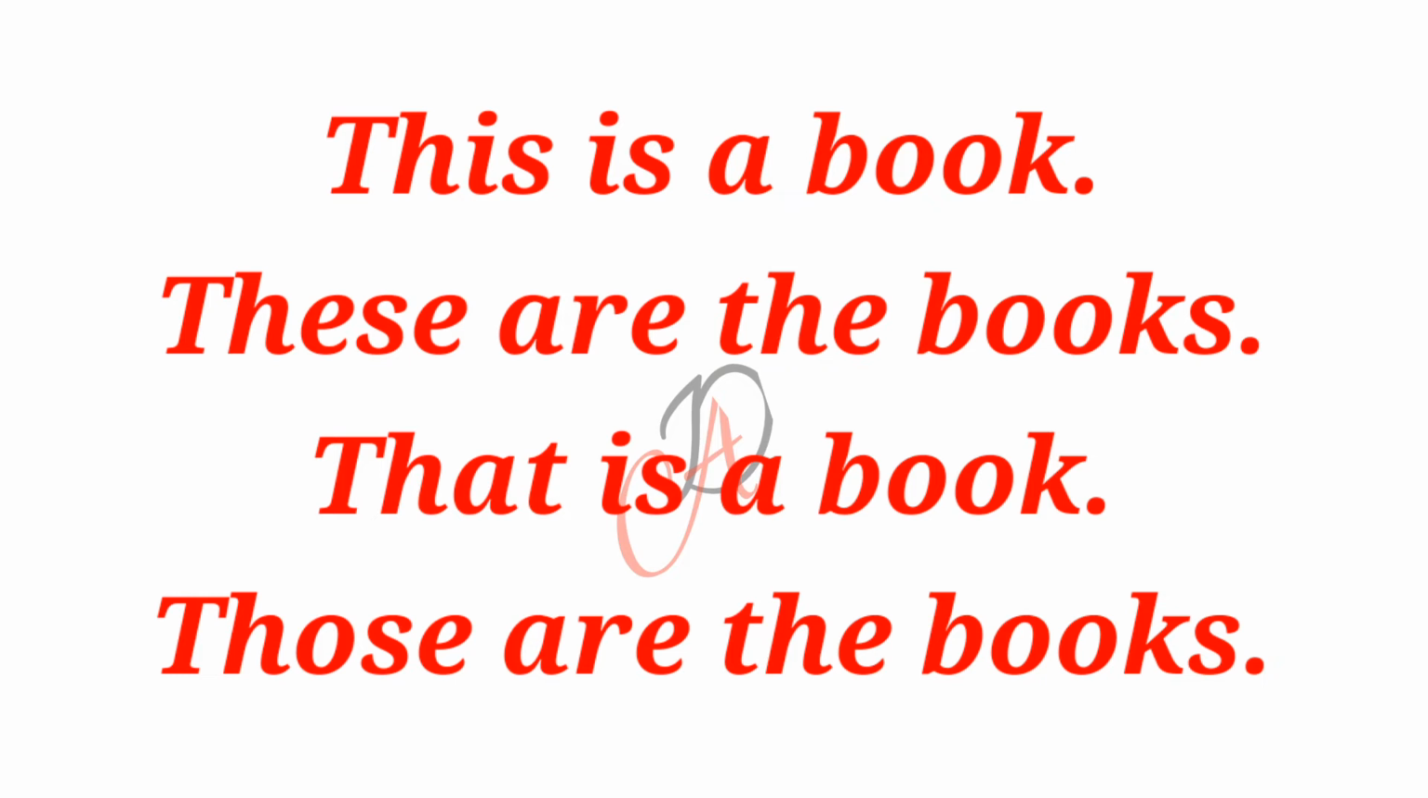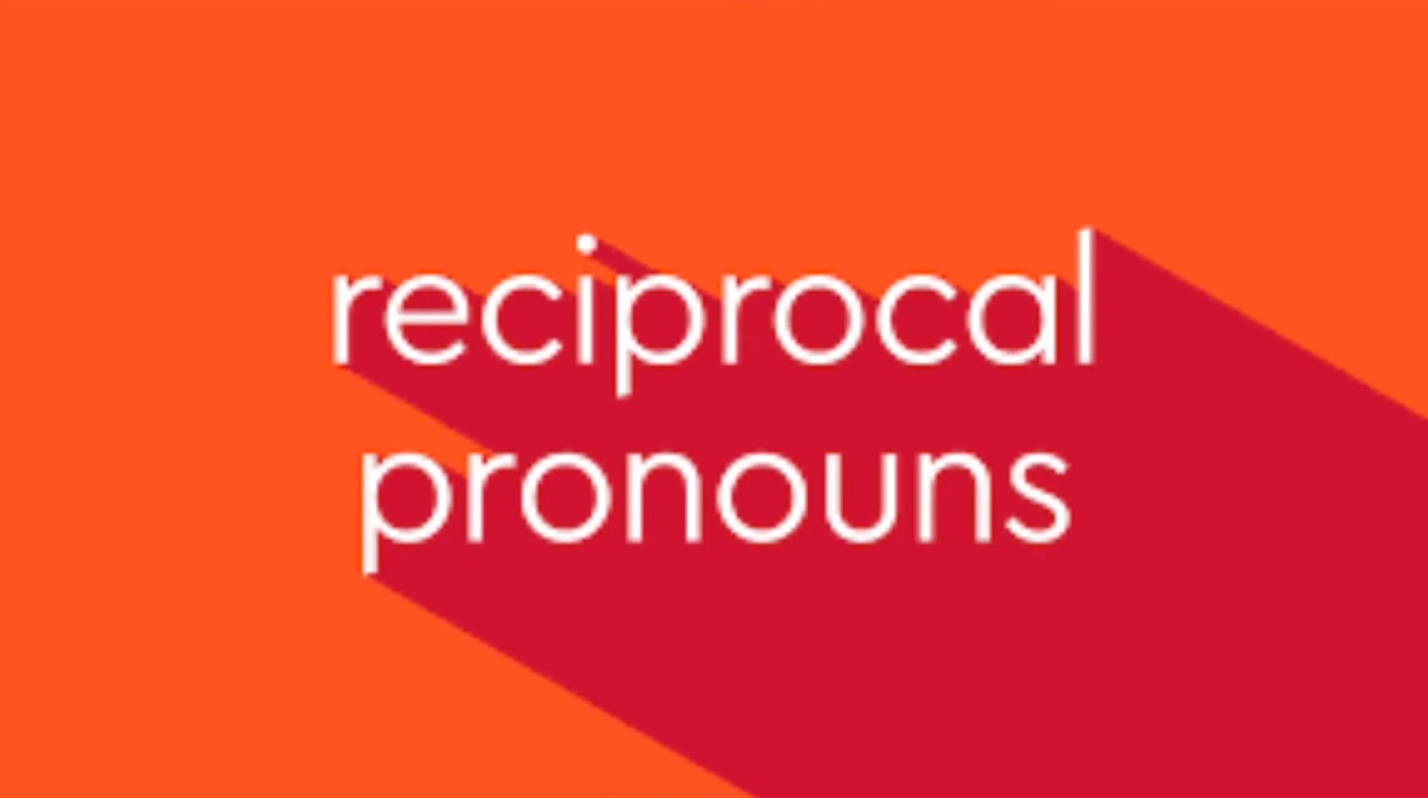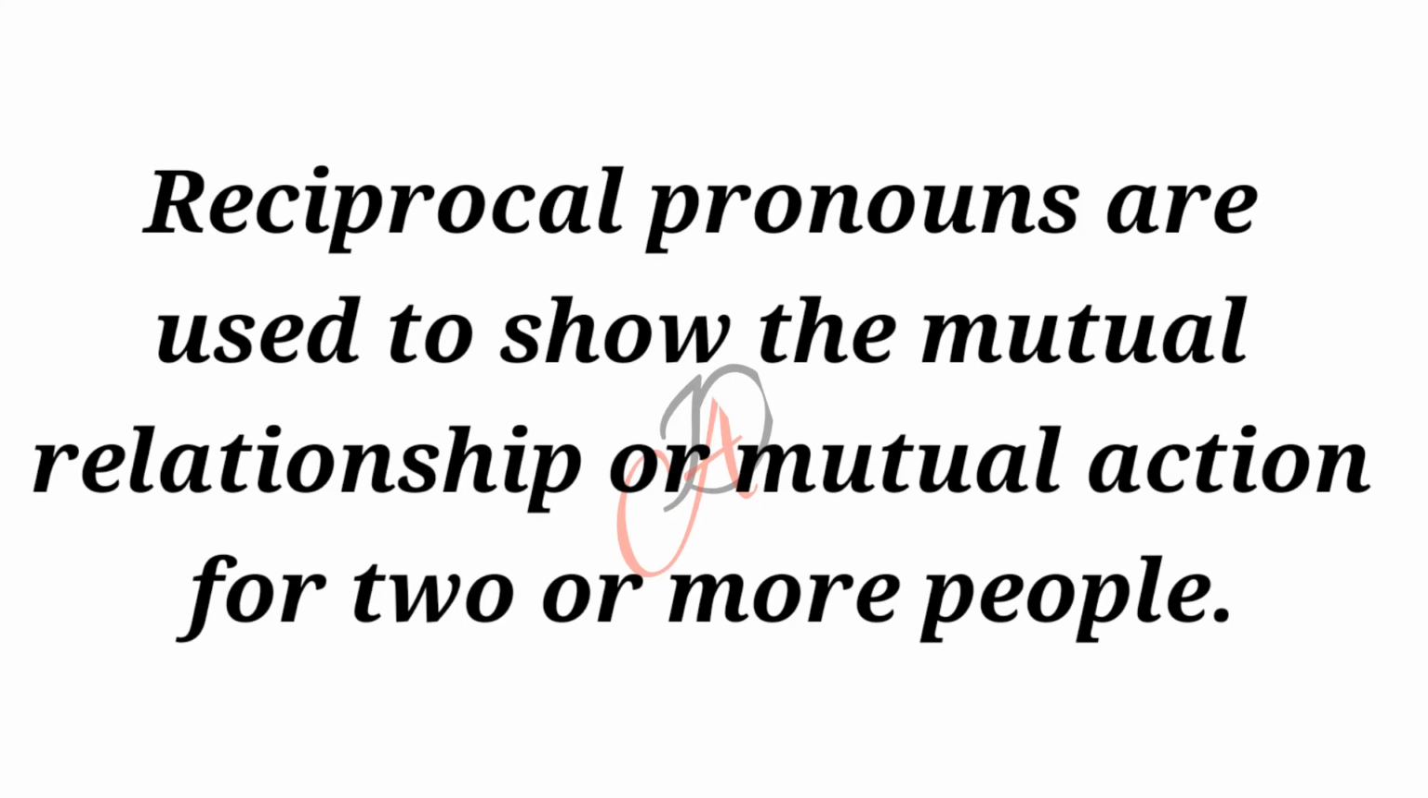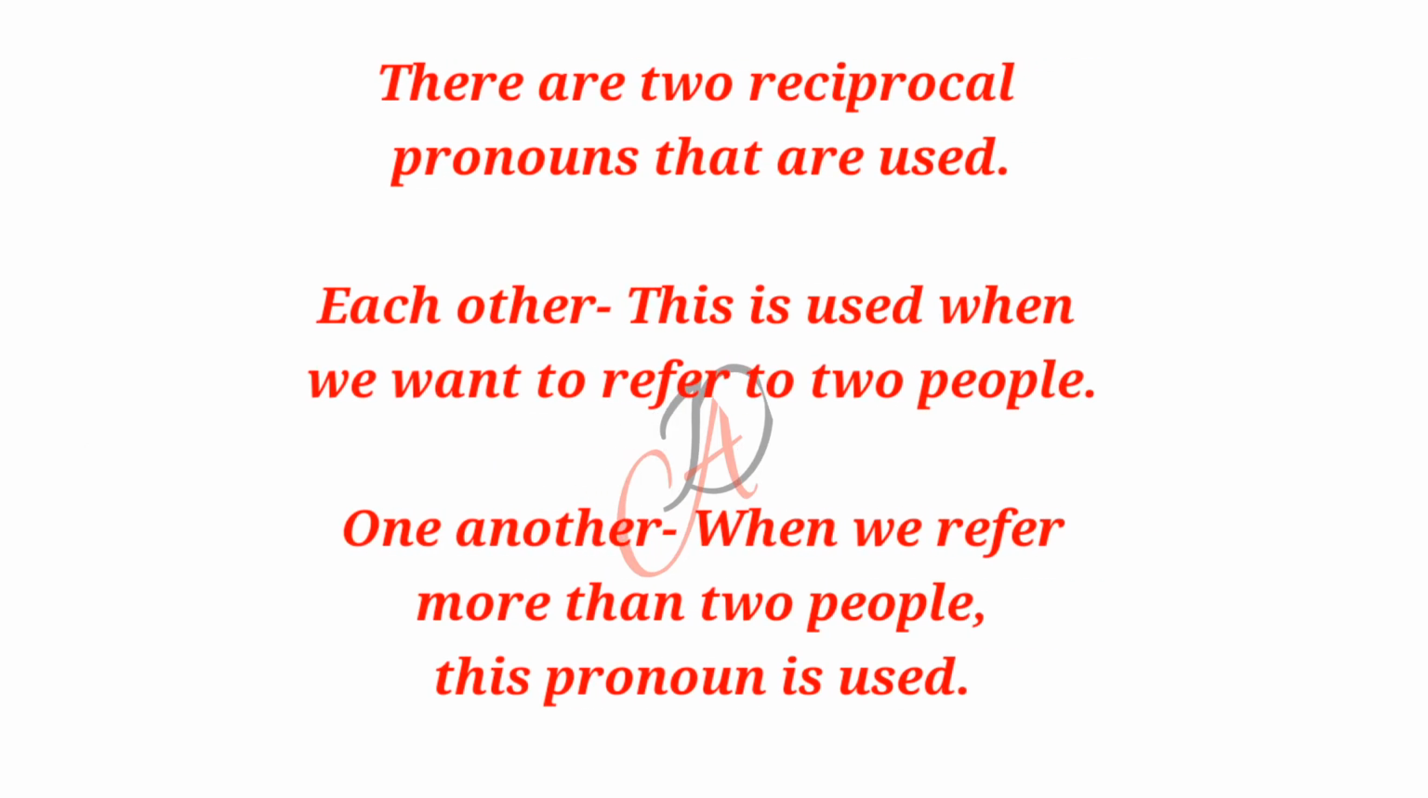So let's move on to the next pronoun, reciprocal pronoun. It is a pronoun which is used to show the mutual relationship or mutual action for two or more people. There are two reciprocal pronouns that are used, that is, each other, which is used when we want to refer to two people. And the next one, another. It is used when we refer to more than two people.